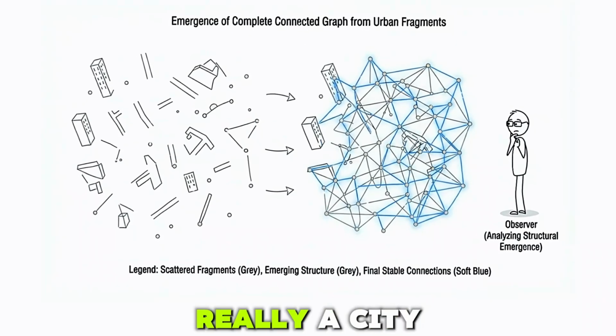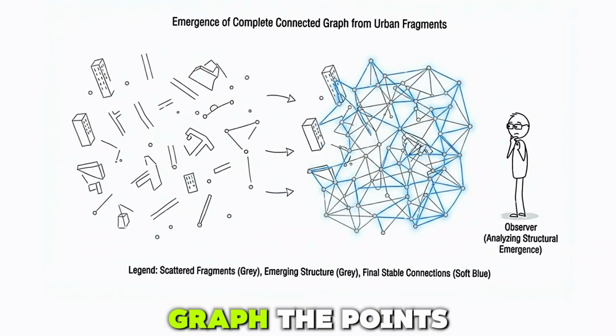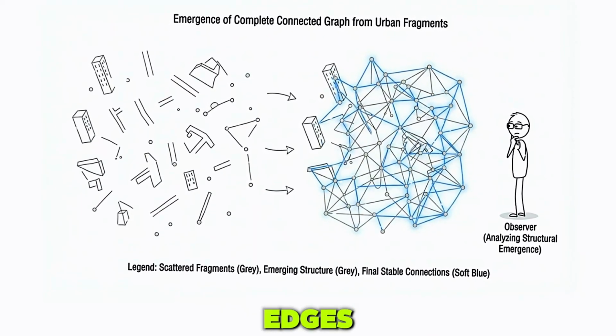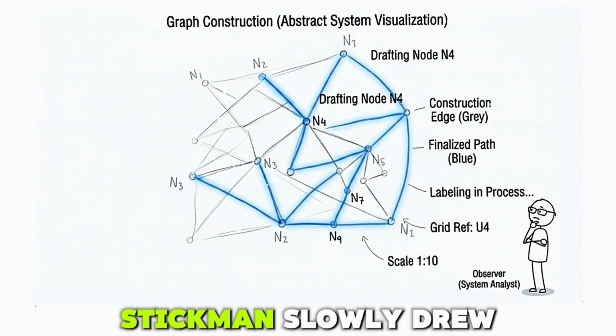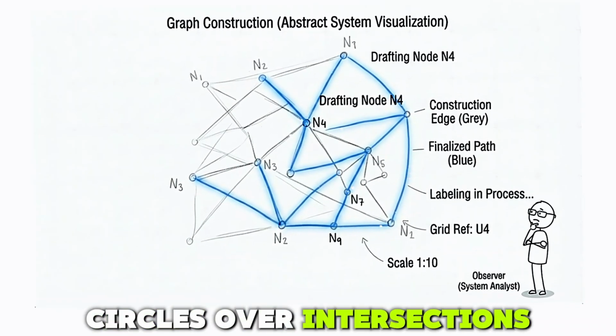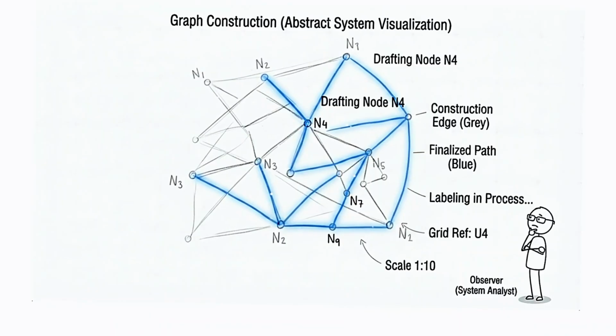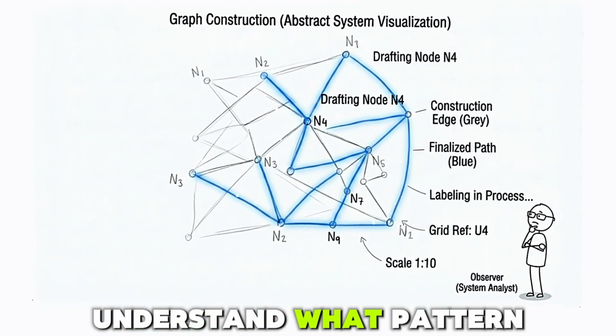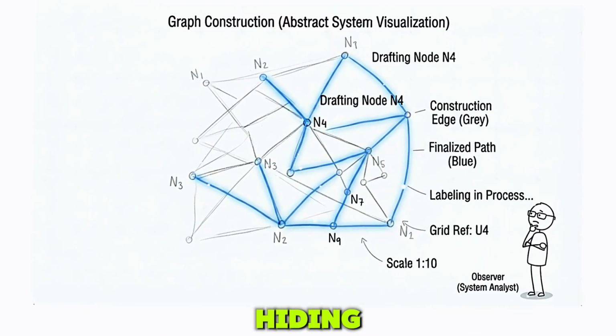The city wasn't really a city. It was a graph. The points were nodes, and the roads were edges. Stickman slowly drew circles over intersections and lines between them. "If I want to solve this," he said, "I need to understand what pattern these connections are hiding."